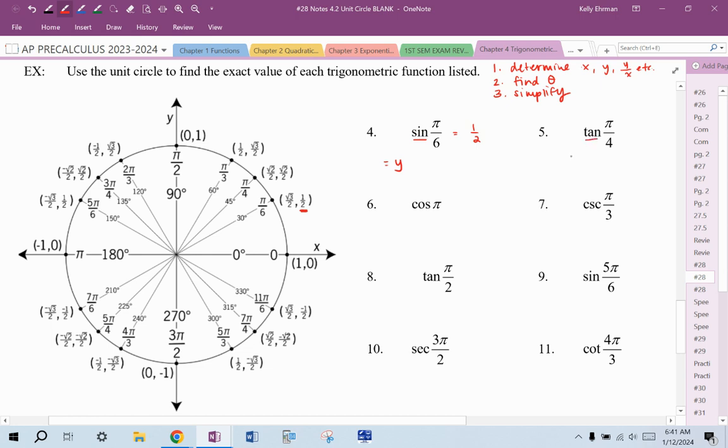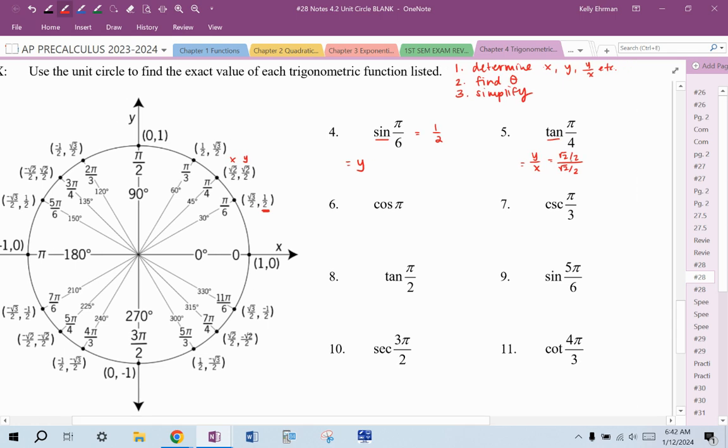This one is tangent, so I should be looking at y divided by x. Go to pi over 4. Here's y, radical 2 over 2. Here's x, also radical 2 over 2. So don't do a bunch of math on this. A number divided by itself is 1.